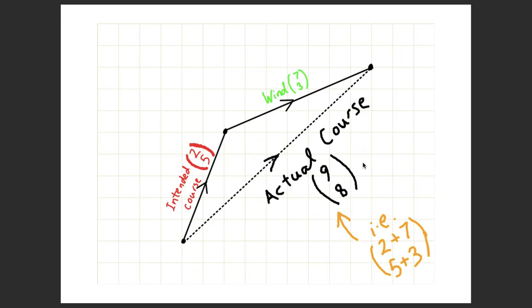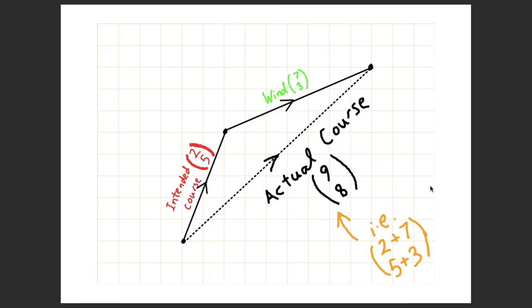And you can get that 9, 8 just from adding the intended course of the boat that I've labelled red here and the effect of the wind that I've labelled green here. So 2 plus 7 gives you the 9, 5 plus 3 equals 8. Now you might notice there that I've added the top and I've added the bottom of each of those things. So it's not working like fractions. It's not the situation where you have to make the bottom numbers the same, as you do with fractions.